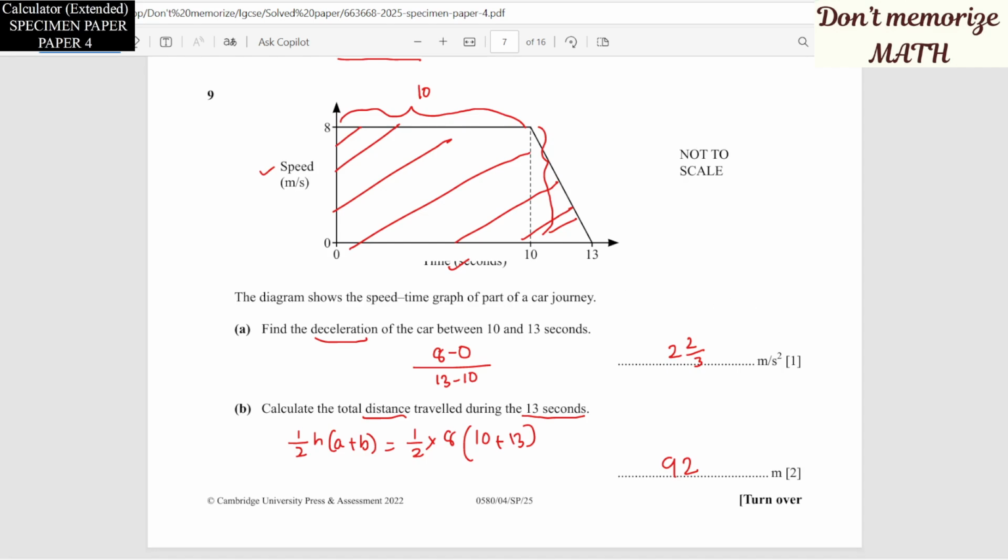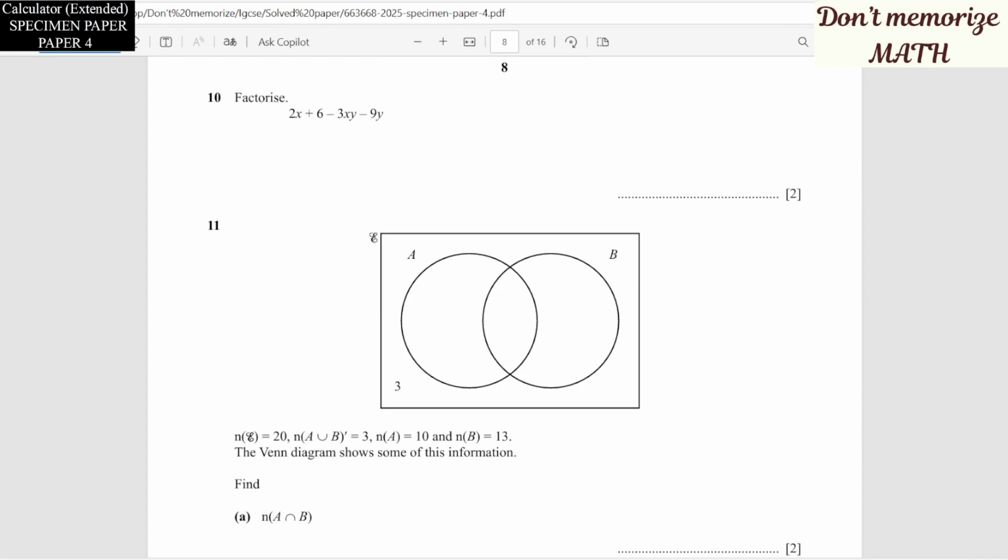So now we are moving to question number 10. Factorize 2x plus 6 minus 3xy minus 9y. Factorization means taking out all the common terms outside and writing it in a factorized form. So we will divide this like this and take the common terms separately. 2x plus 6, what is common? 2 is common, so x plus 3 is remaining.